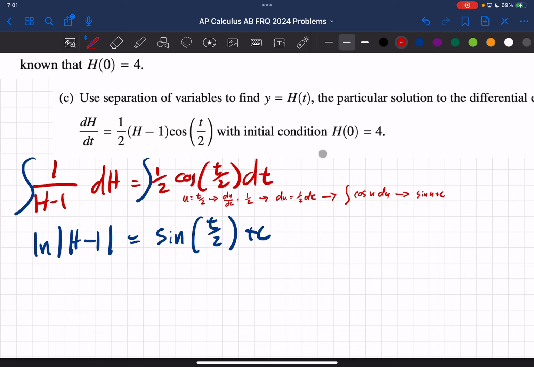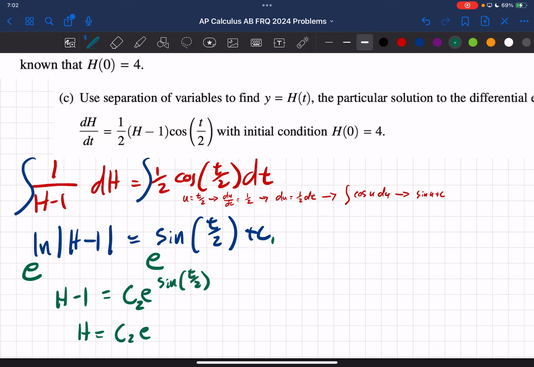Now, since we know we have the initial condition that h of 0 equals 4, the absolute value is a bit of a moot point. And the College Board's not going to take points off for that if you don't need it. All right, so now I'll call that C1, I'll call that C2. And h equals C2 e to the sine of t over 2 plus 1.